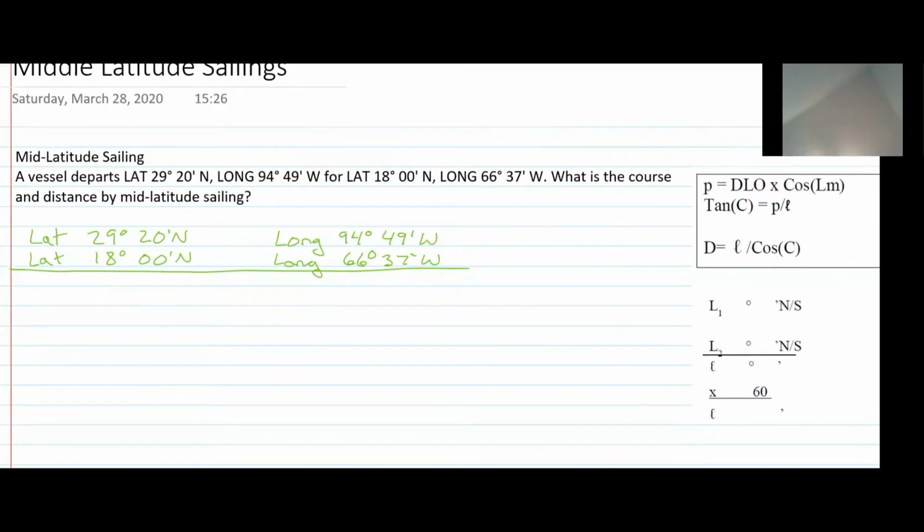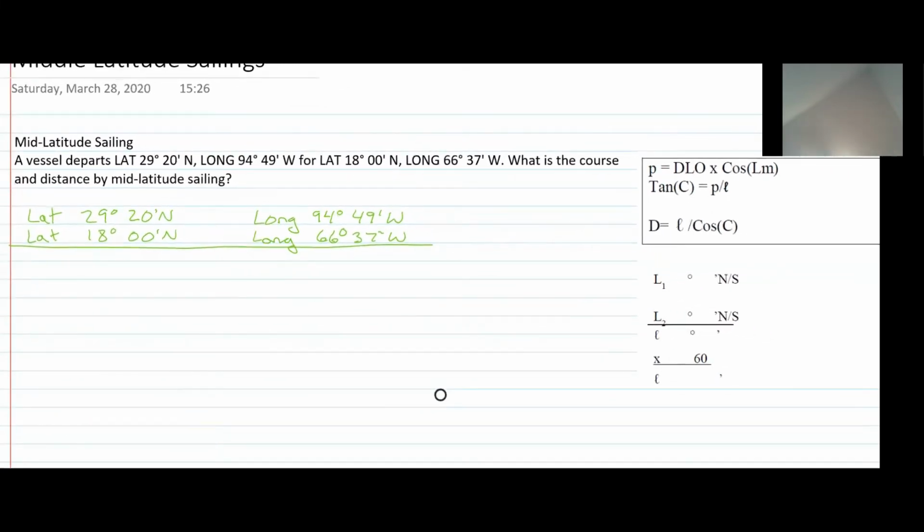To start this, we will be looking for P. P equals D low times cosine of LM. D low is our distance between longitudes, and this is taken from our two longitudes. So you need to have your calculator handy.